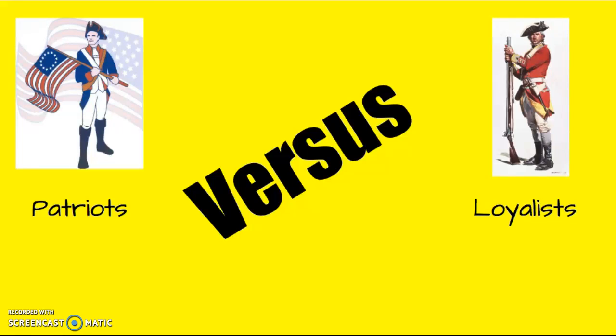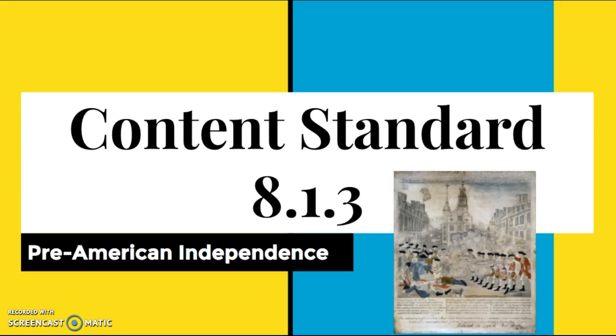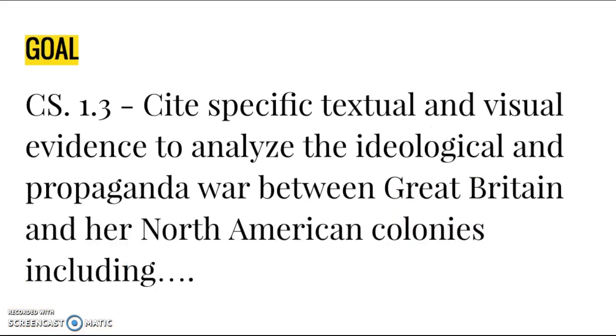Today we are talking about Patriots versus Loyalists. And this particular idea actually starts a brand new content standard for us. So today we're actually going to start with content standard 8.1.3. Still talking about pre-American independence, but realistically, content standard 8.1.3 says cite specific textual and visual evidence to analyze the ideological and propaganda war between Great Britain and her North American colonies.